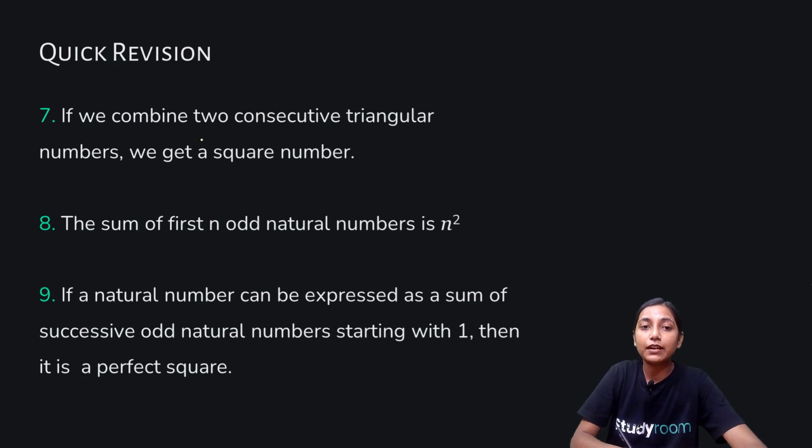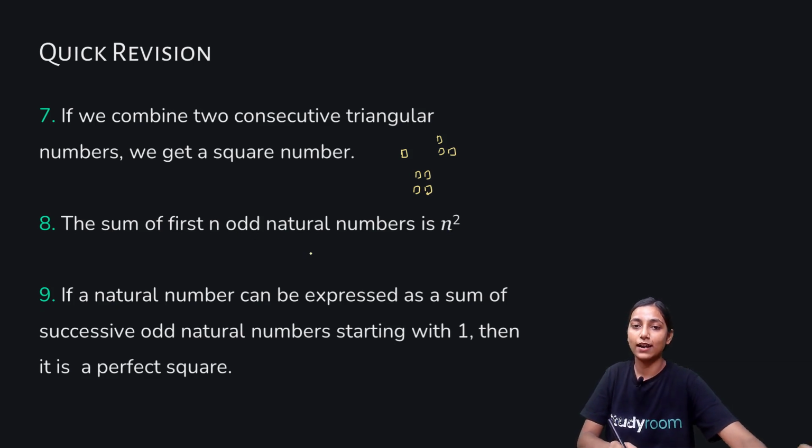Then we saw that if we combine two consecutive triangular numbers, we get a square number. We were combining one triangular number, like 1, with the consecutive triangular number 3, and we were getting a square number, that is 4, which is equal to 2 square. We saw some more examples for this. Now the sum of the first n odd natural numbers is n square. We saw this as well, that the sum of the first n odd natural numbers is given by the formula n square.